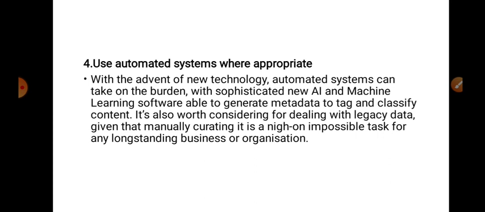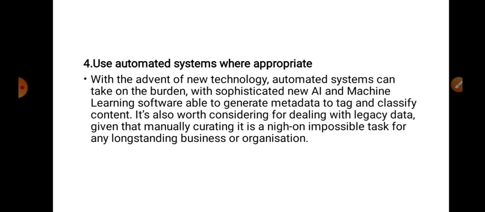Then the fourth one, use automated systems where appropriate. With the advent of new technology, automated systems can take on the burden. Sophisticated new artificial intelligence and machine learning software is able to generate metadata to tag and classify content, right? By using artificial intelligence techniques or new technology, we should use them in sharing the knowledge. Because using these makes it very easy to share the knowledge, to save the knowledge, or to quickly find the required content.